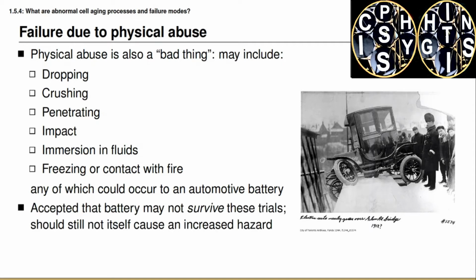So when your battery pack encounters some kind of physical abuse, it's generally accepted that the battery pack is not required to survive these trials and still be perfectly operational. But the battery pack itself should not cause an increased hazard to the user, to the person who is perhaps driving the vehicle, if the battery pack is subjected to any of these physical abuses.